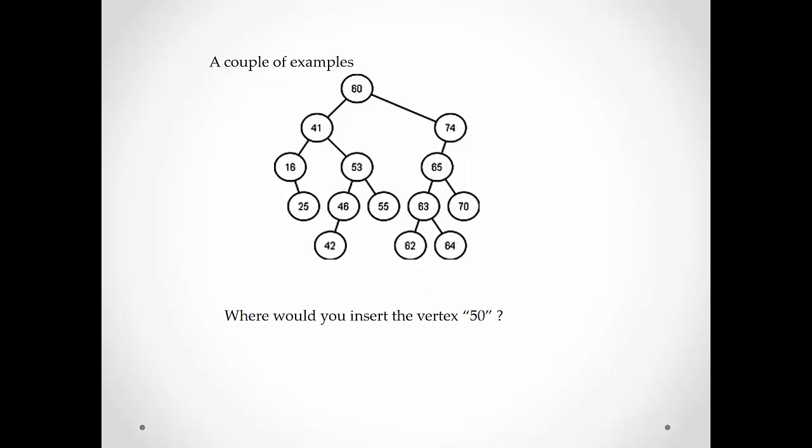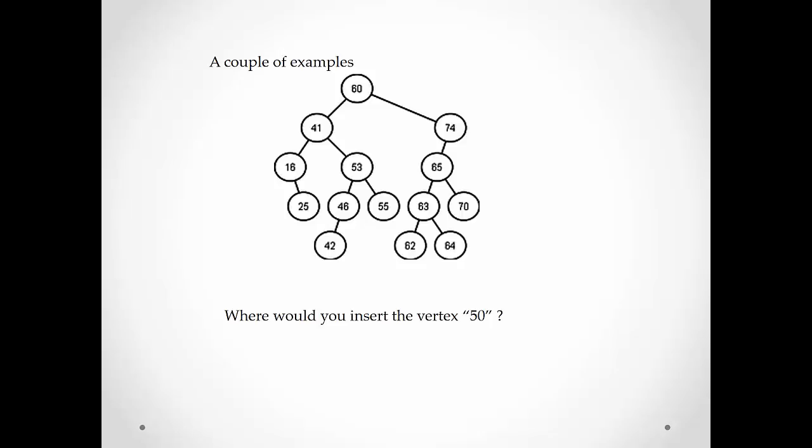So let's look at one more example. What if we want to add 50 to this one? 50 is less than 60, so we go left. Greater than 41, so we go right. Less than 53, so we go left. But greater than 46, so we go right. So our new vertex would be the right child of 46. And again, in this example, we did not have to increase the number of levels.